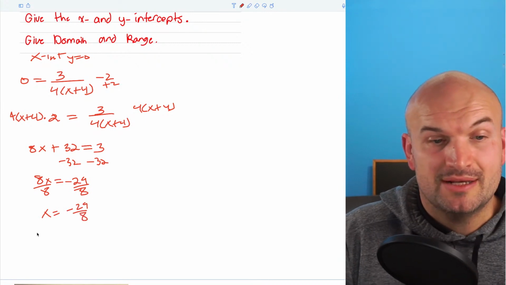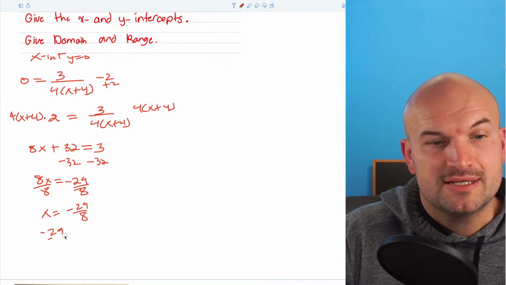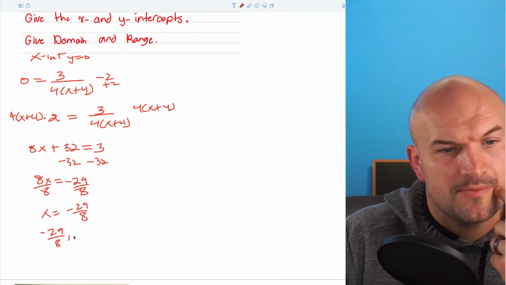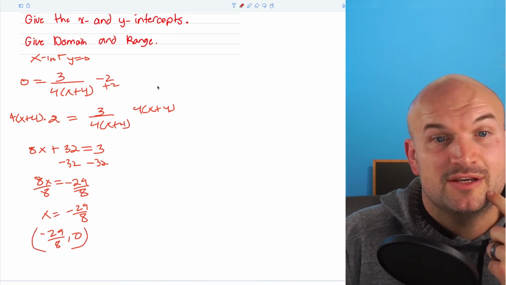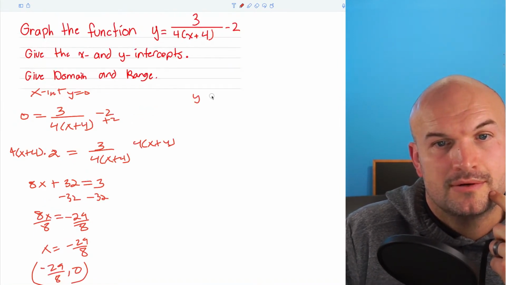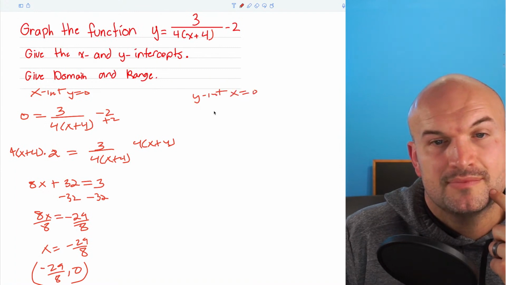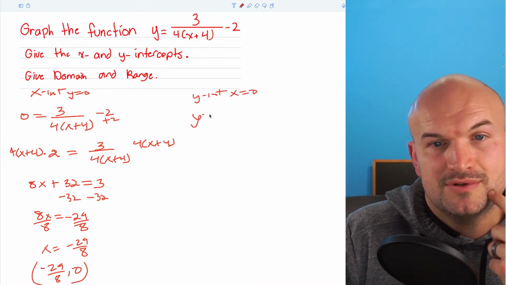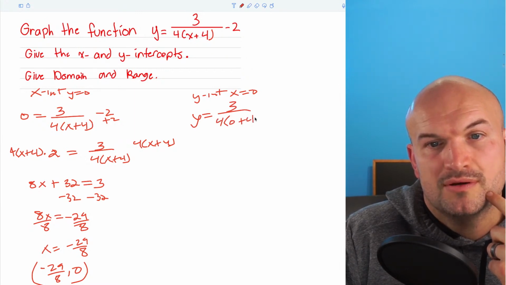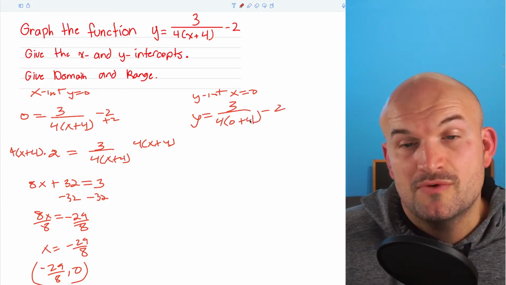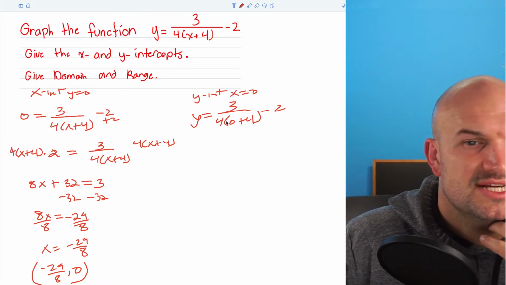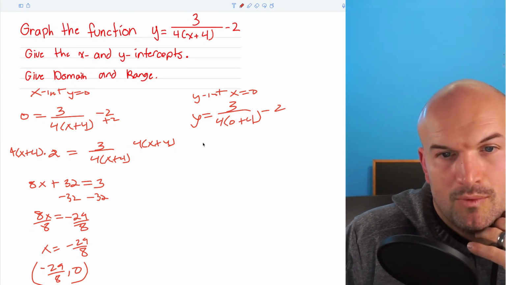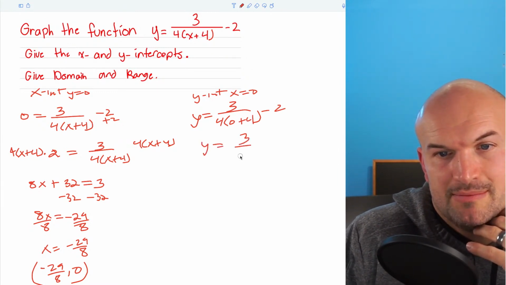So that's the x-intercept, right? So that's negative 29 over 8, comma, 0. Now, if I want to find the y-intercept, you just plug x equals 0, right? So in this case, I have y equals 3 divided by 4 times 0 plus 4, then minus 2. So 0 plus 4 is 4. 4 times 4 is 16. So that's going to be y equals 3 over 16 minus 2.